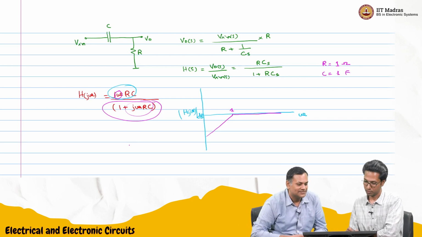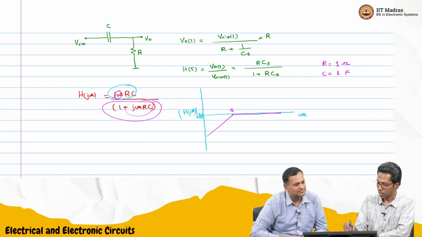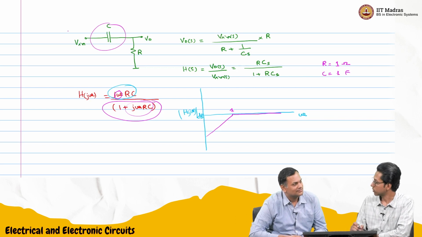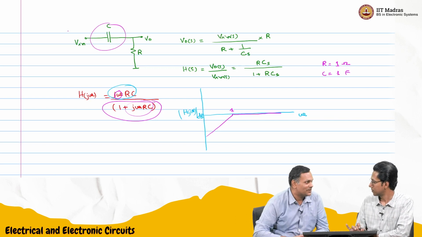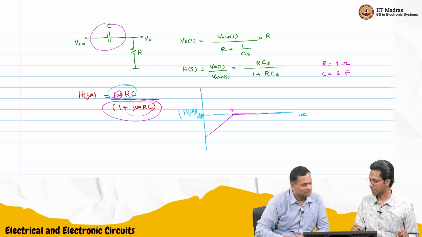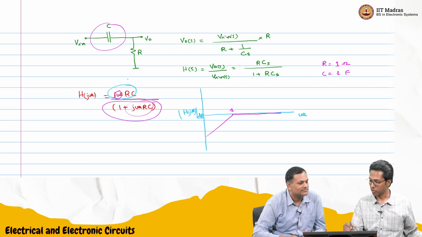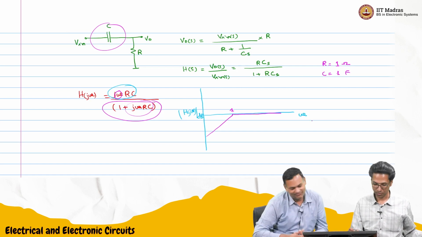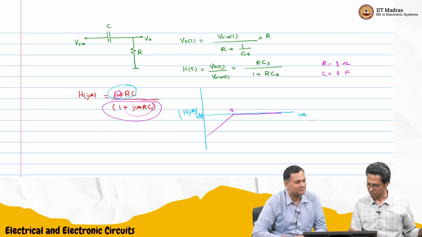Basically at very high frequency, this is almost like a short circuit. 1 over j omega C, the magnitude goes to zero. So there is no phase and no magnitude change also. Everything makes sense. Again, phase I'm not drawing.